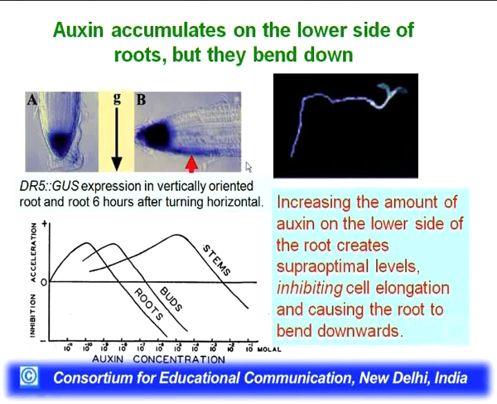So, when a seedling is placed horizontally, the higher level of auxin in the stem promotes stem growth positively. So, the lower side grows more and it bends upward. In root, the opposite thing happens. So, all of these are important in determining how auxin movement affects growth of a plant.